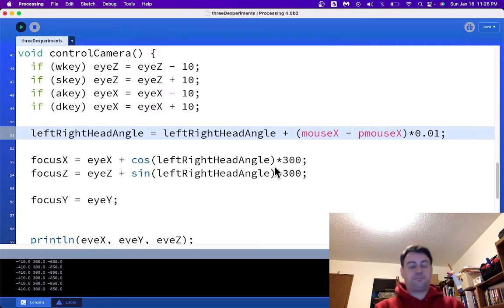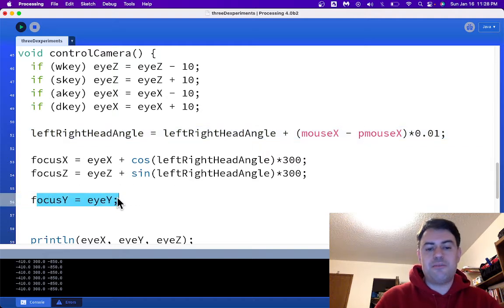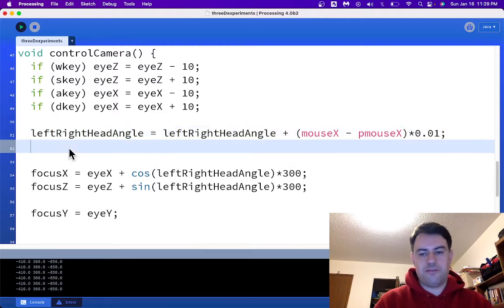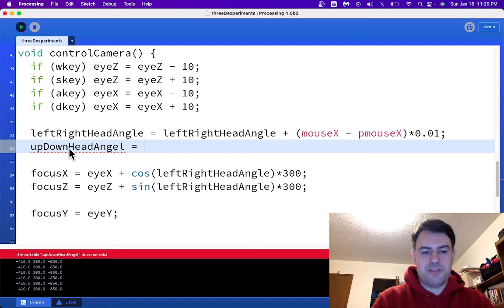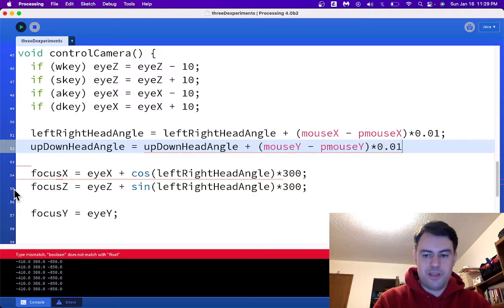It's working nicely. We're going to do the same thing that we just did for focus Y, but that's actually going to be a separate calculation. So that's going to be the upDownHeadAngle. And we're going to say upDownHeadAngle equals upDownHeadAngle plus, and this time we're going to use mouseY minus pmouseY times 0.01. Why is that?